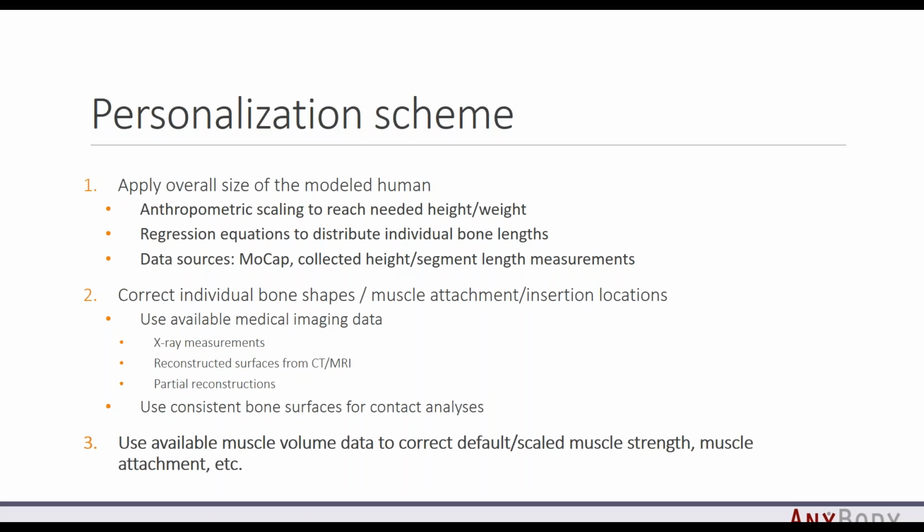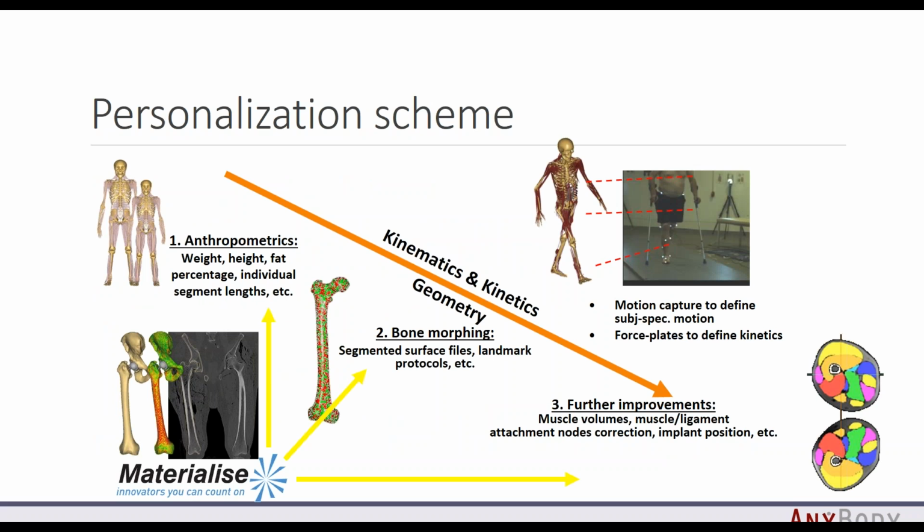And finally, we could actually use much more information, and for example, we can use muscle volumes to correct default scaled muscle strength. We can change muscle attachments based on the MRI scans and possibly ligament information, but generally speaking, this data is not always available, and because of that, I'm going to focus mostly on the first two steps, on the anthropometric scaling and on the individual bone morphology and all the soft tissues that are attached to this particular bone.